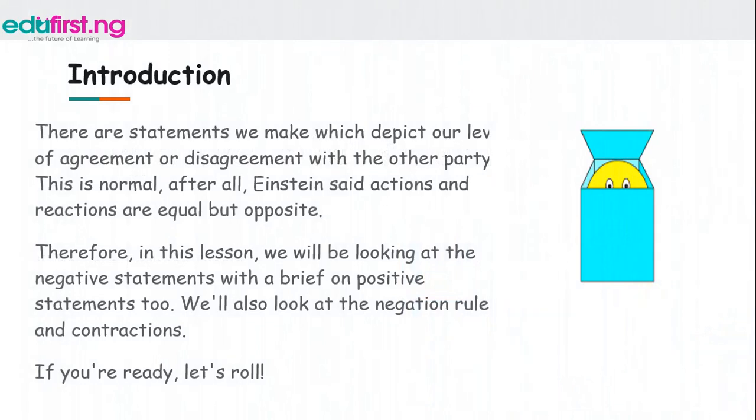So there are statements we make which depict our level of agreement or disagreement with the other party. This is normal. After all, Einstein said, actions and reactions are equal but opposite. Therefore, in this lesson, we will be looking at negative statements with a brief on positive statements too. We will also look at the negation rule and contractions. So if you're ready, let's roll.